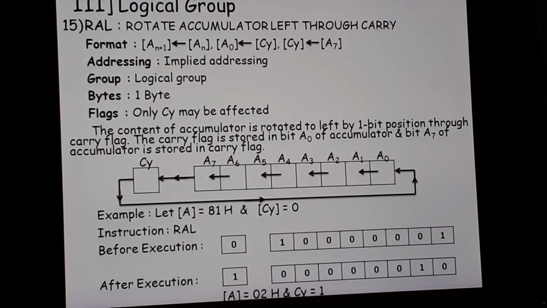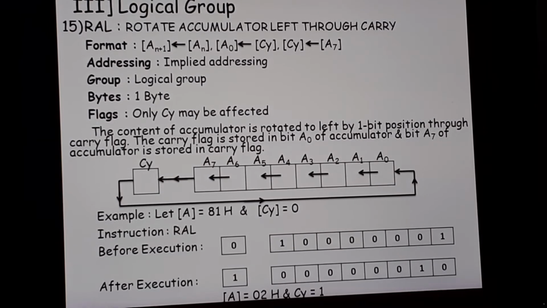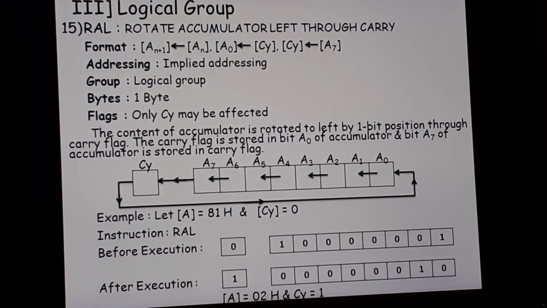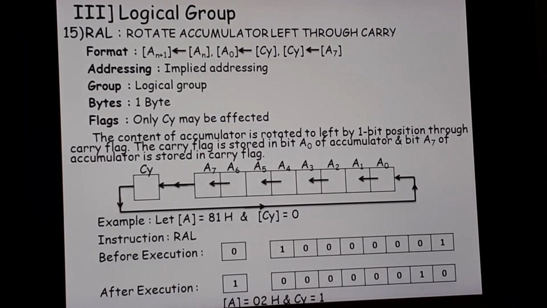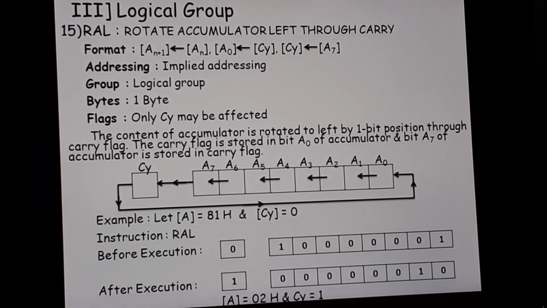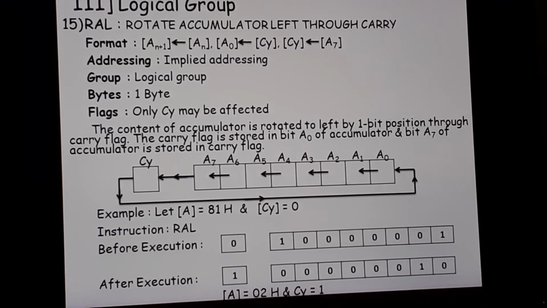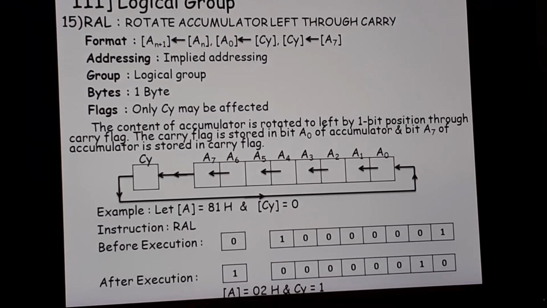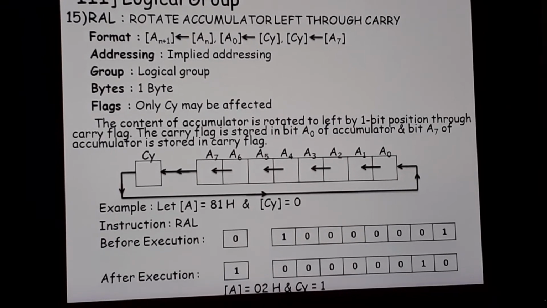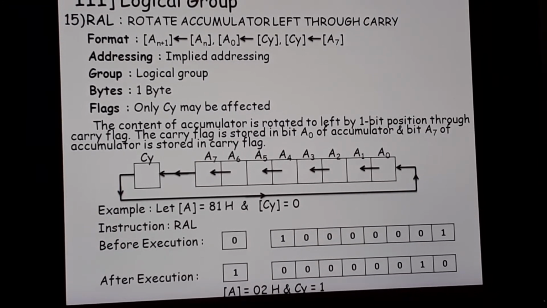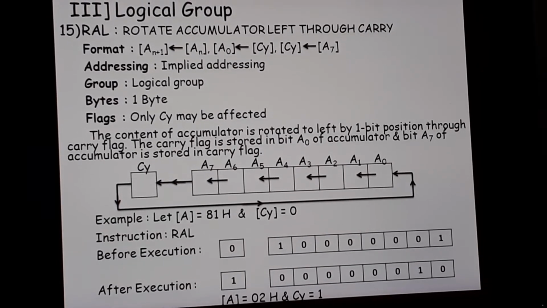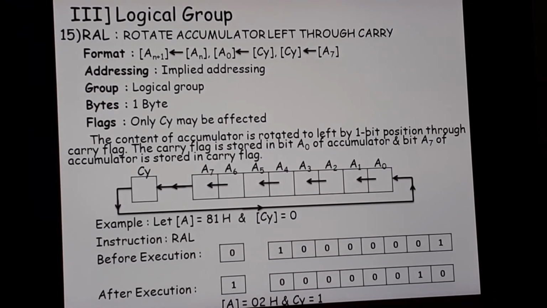First you will shift the carry 0 to A0, then keep on shifting the A0 bit to A1, A1 to A2, and the last A7 bit, which was 1 before execution, got shifted to carry, which became 1 now. So hence after execution, the answer is A is equal to 03H and carry as 1. So this was my RAL, rotate accumulator left through carry flag.